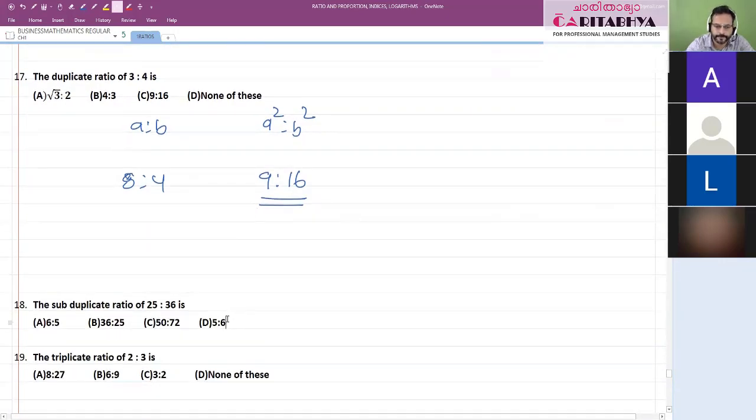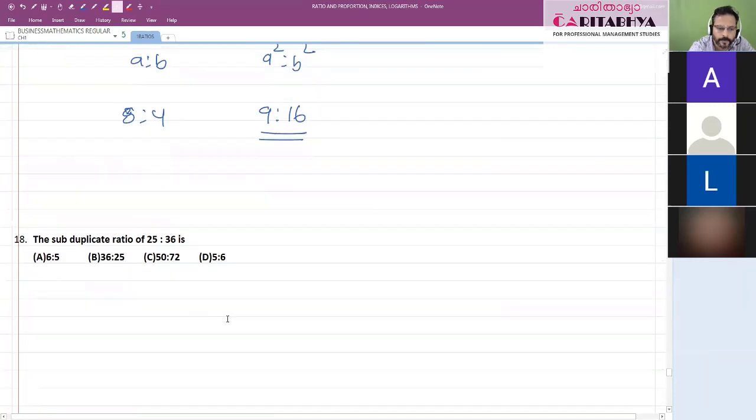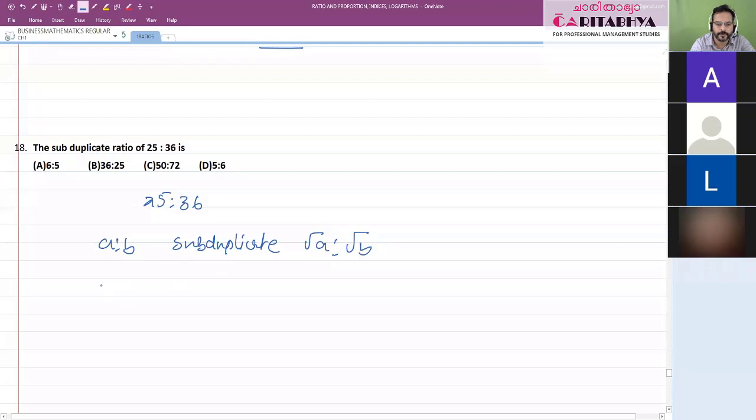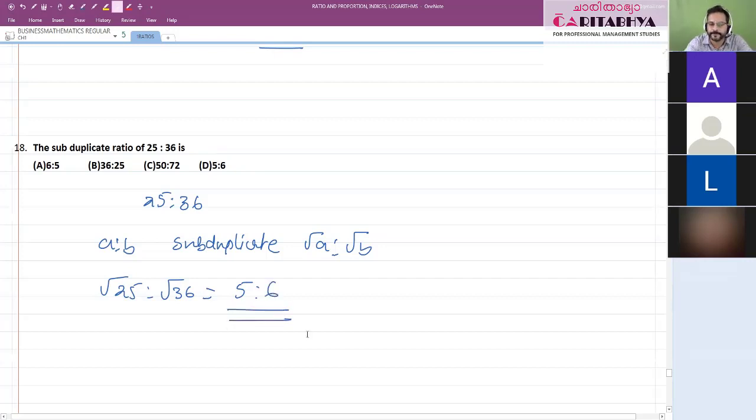Then next one. Find the subduplicate ratio of 25:36. A is to B is the given ratio, then the subduplicate ratio will be root A is to root B. So root 25 is to root 36, which is 5:6.